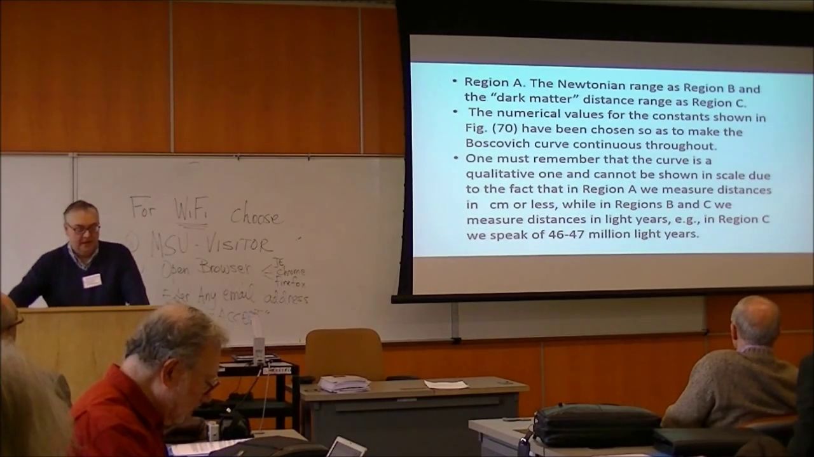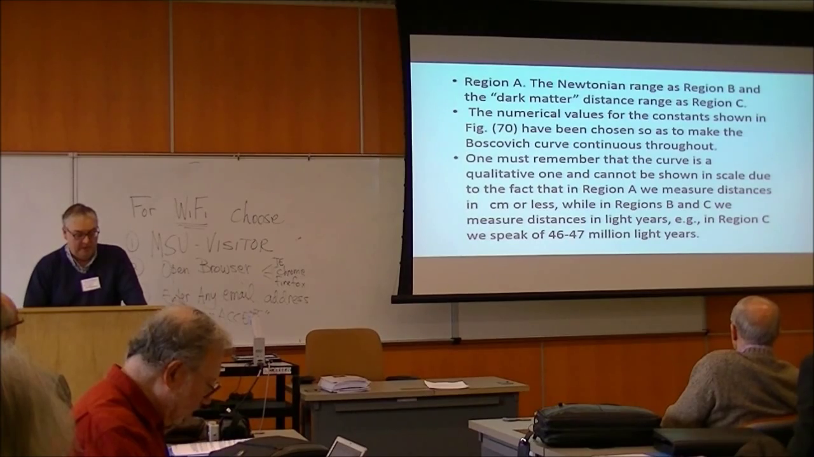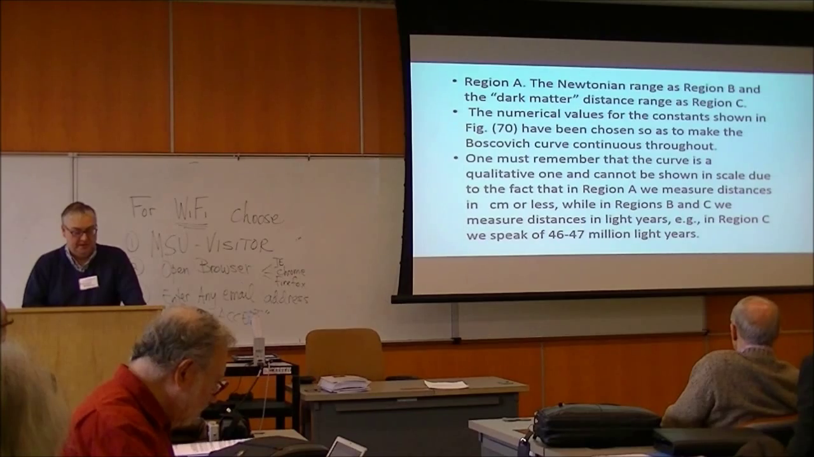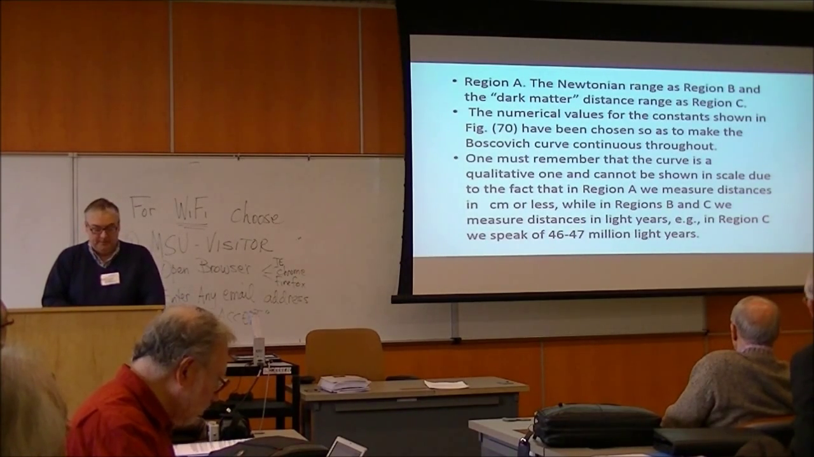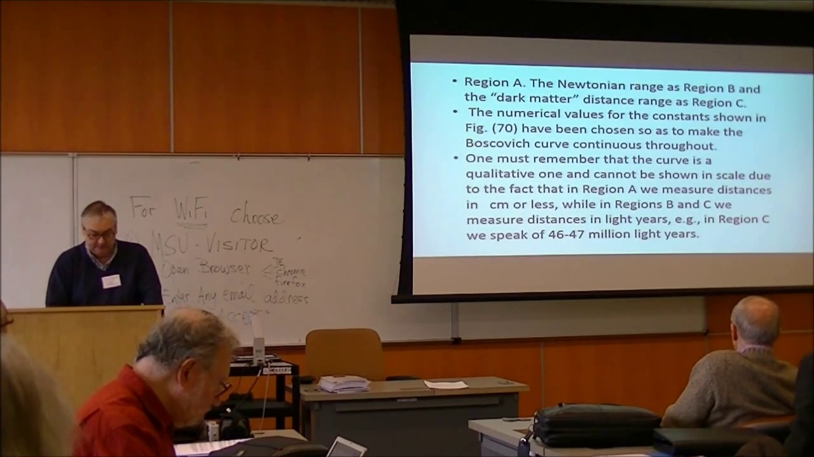The numerical values for the constants shown in that previous figure have been chosen to make the Boscovich curve continuous throughout. One must remember that the curve is a qualitative one and cannot be shown to scale, because in region A we measure distances in centimetres or less, while in regions B and C we measure distances in light years, and in region C we're speaking of millions of light years.